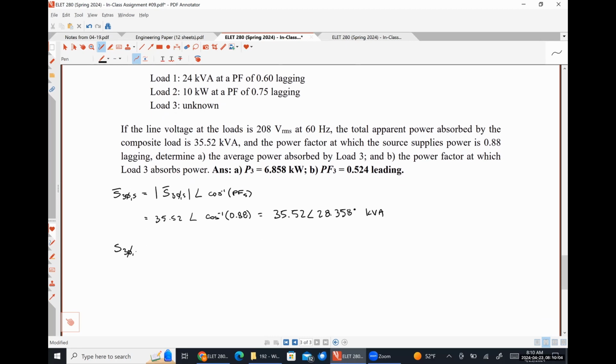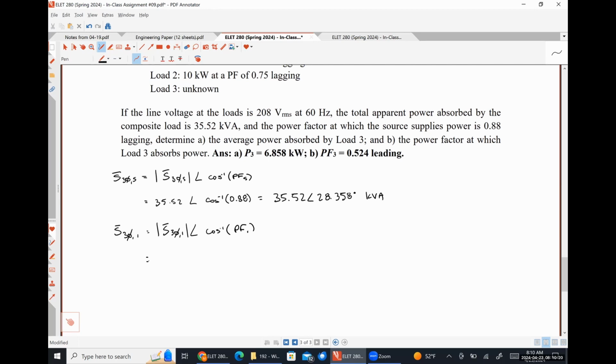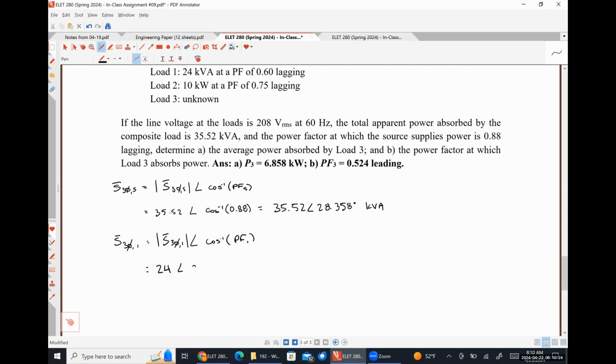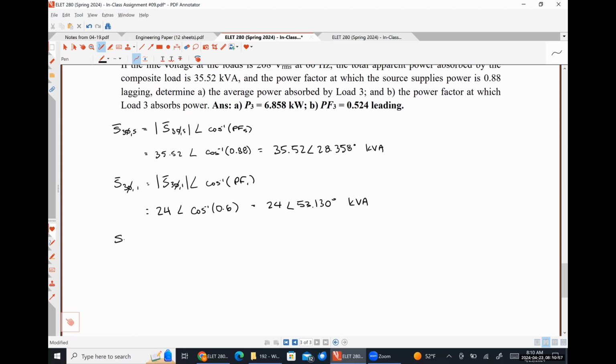So for load 1, that's going to be the apparent power drawn by load 1 with an angle of the inverse cosine of the power factor of load 1, which is going to look like 24 angle inverse cosine of 0.6, which I get to be 24 angle 53.130 degrees kilovolt amperes.